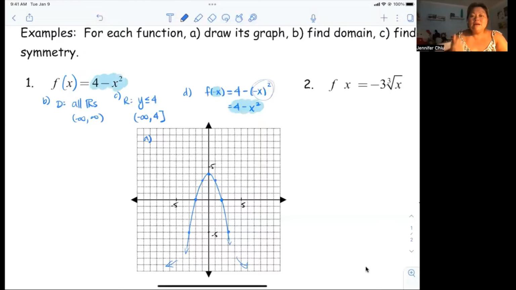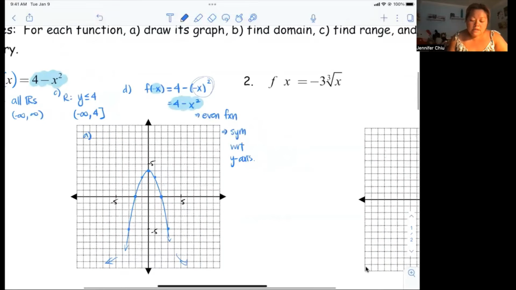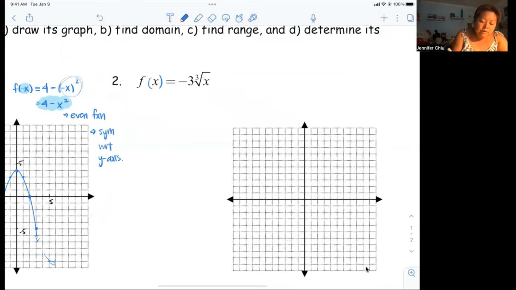So when you get the same exact function back, you have an even function. Hence, this is symmetric with respect to the y-axis. Right, and so you can use any of these shorthands that I am using here in our notes when you write it out in your tests and quizzes. Okay. All right. Next equation is f of x equals negative 3 cube root of x.